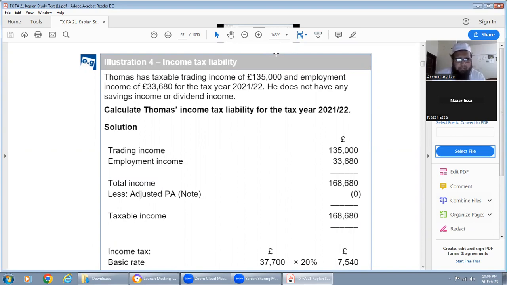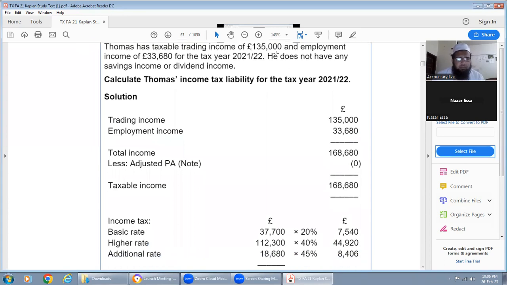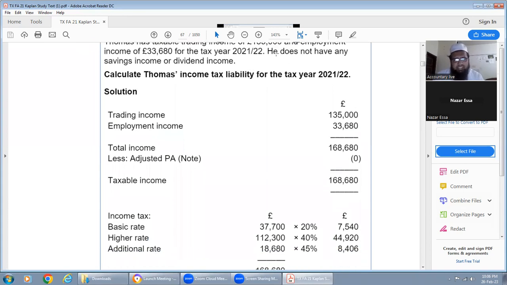Now we have another example of income tax liability. Thomas has taxable trading income of 135,000 pounds and employment income of 33,000 for the tax year 21-22. He does not have any savings income or dividend income. We have to calculate Thomas's income tax liability. His total income is 168,000, which is more than 125,000, so there will be no personal allowance.